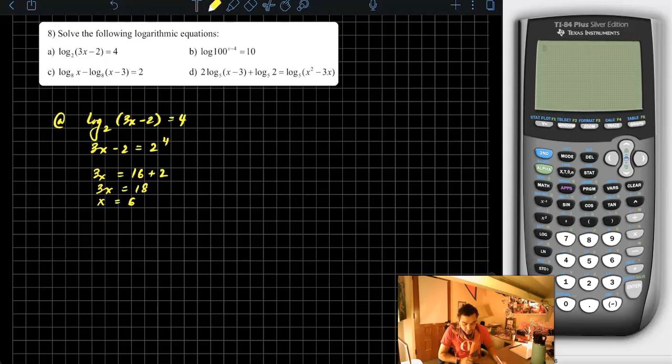If we want to do a little check, you plug in 6, you get 3 times 6 is 18, minus 2 is 16. Log 16 base 2 means 2 raised to what power is 16, and that is indeed 4. So, looks like that worked out.